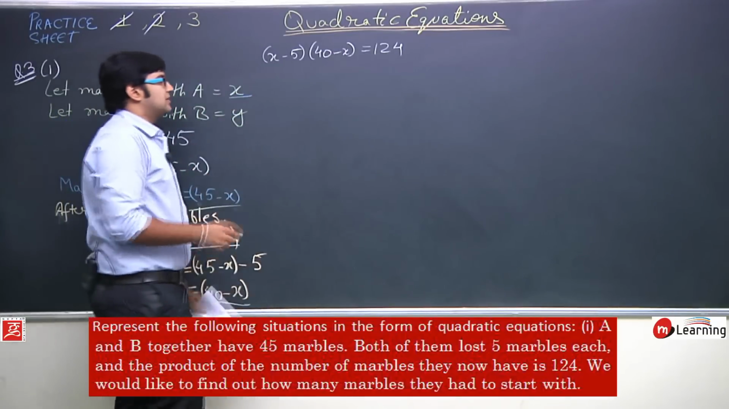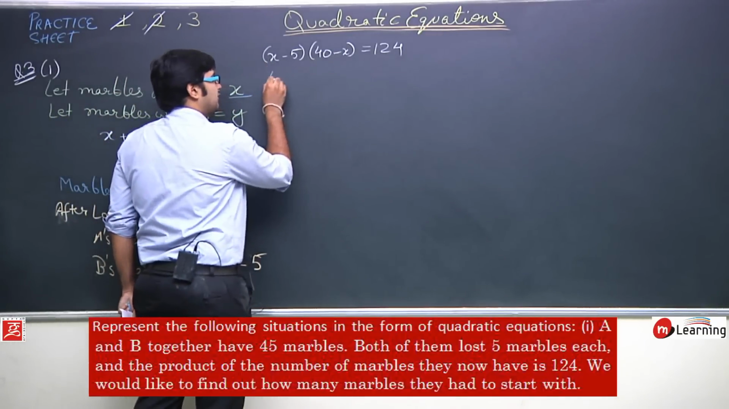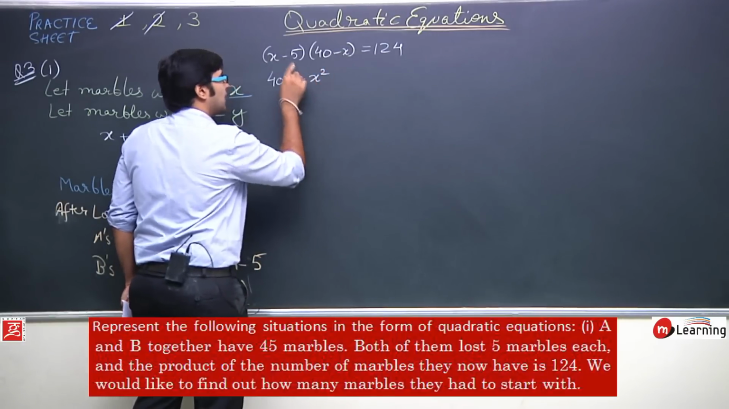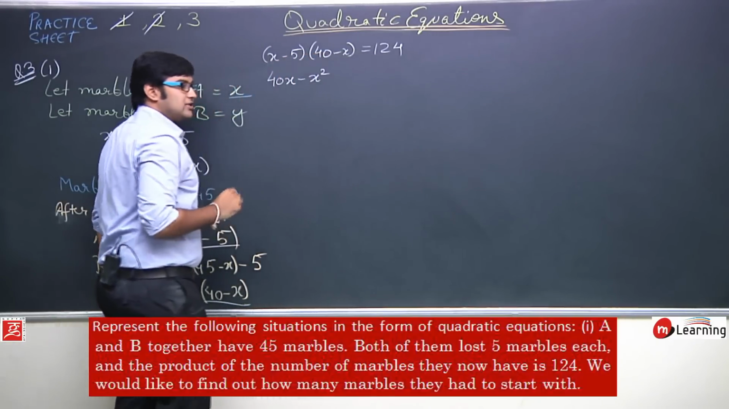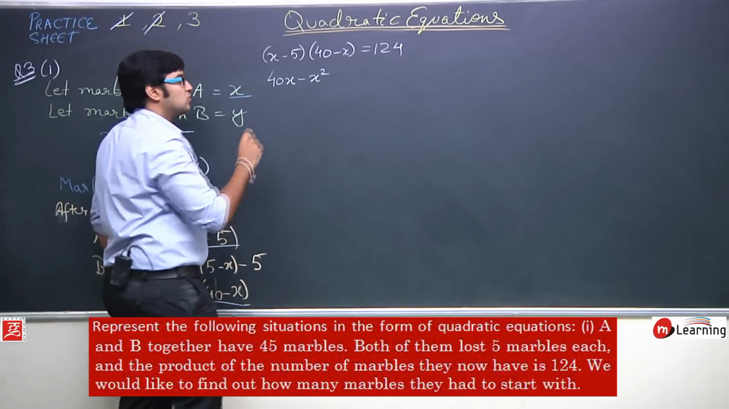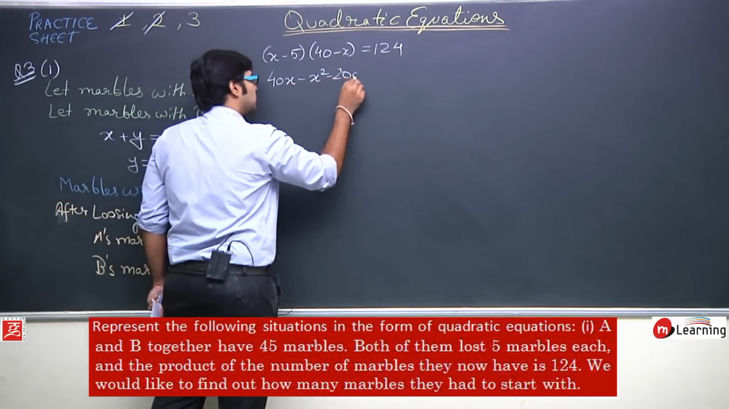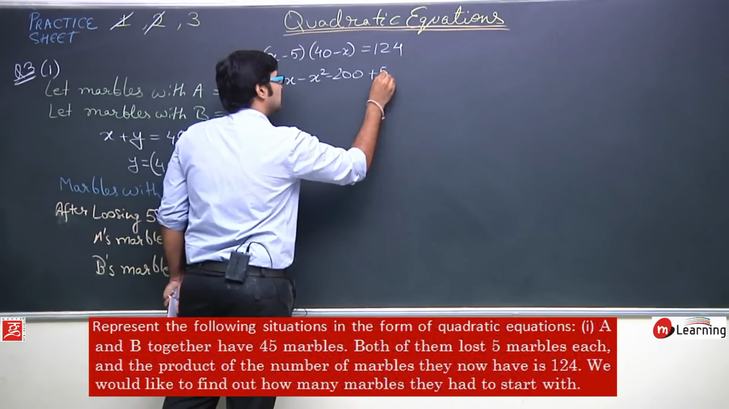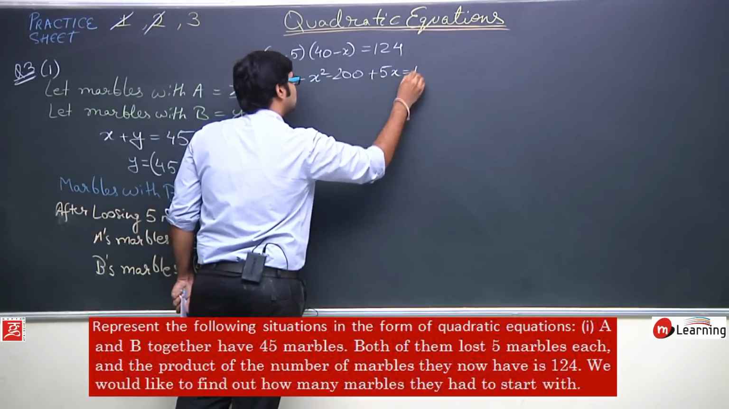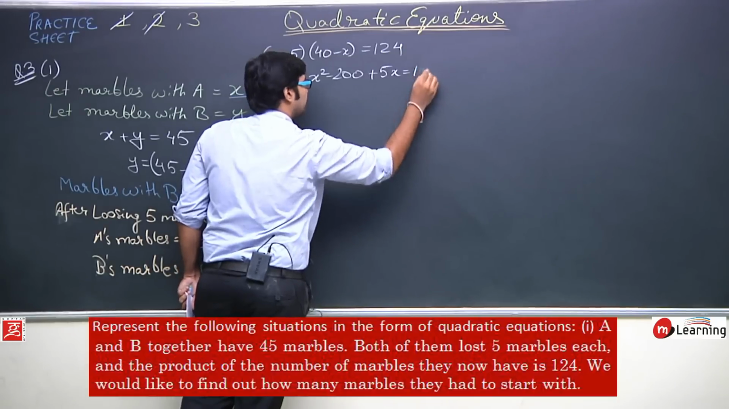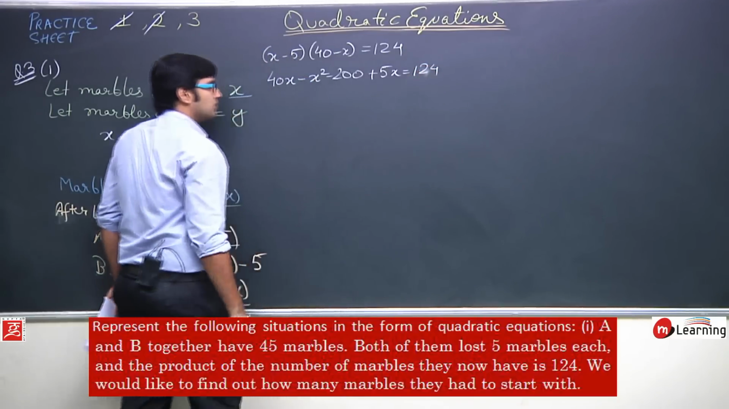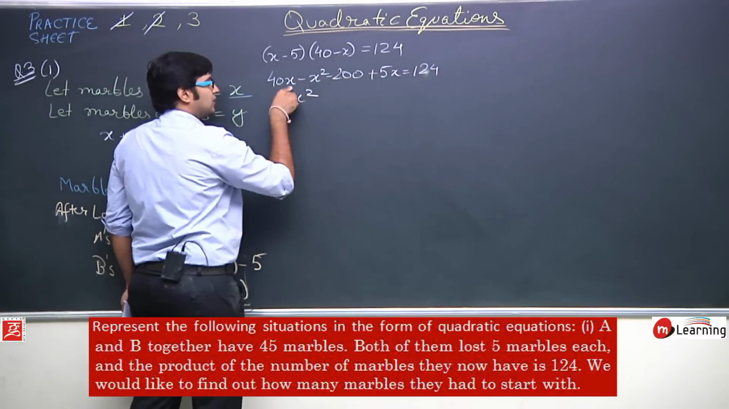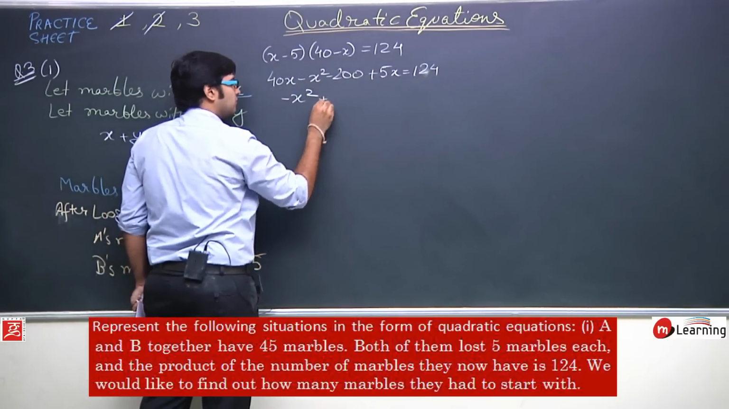Now let us simplify this. x into 40 will give you 40x. x into minus x will give you minus x square. Minus 5 into 40 is minus 200. Then minus 5 into minus x will give you plus 5x, is equal to 124. So when you simplify this, it will become minus x square, then 40x and 5x will give you 45x.